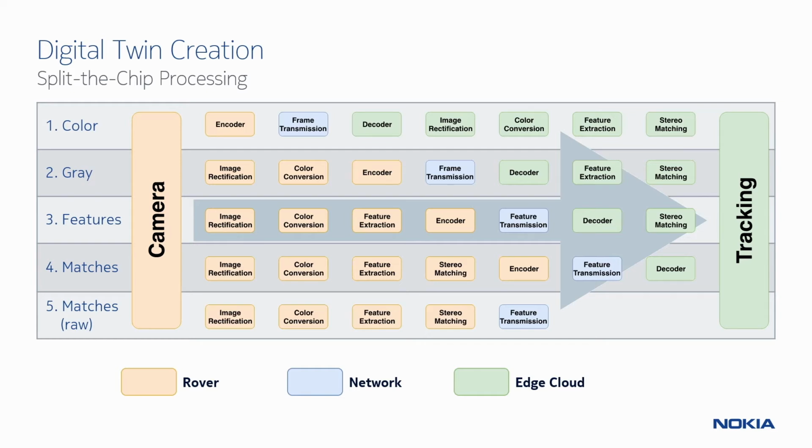So we have different options on how to distribute the processes. We can either take just the camera images we see from the stereo camera and send them to the edge cloud and let the edge cloud do the rest, or we can do most of the processing also on the device and then only use the edge cloud for creating and storing the final feature maps.